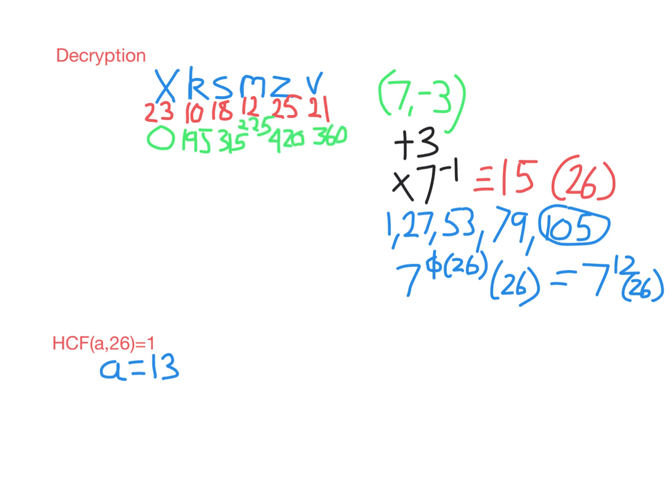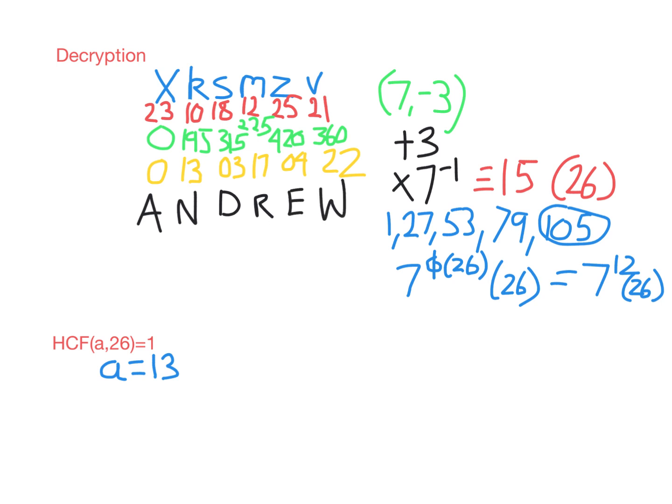So when I have all of these numbers, I'm going to reduce them modulo 26. So 0 is just 0 mod 26. 195 is equivalent to 13 mod 26. 315 is equivalent to 3 modulo 26. 225 is equivalent to 17 mod 26, and so on. So now that I have my numbers, I just convert them back to letters using that same table. 0 corresponds to A, 13 to N, and so on. See, I have recovered the original text, the plain text.